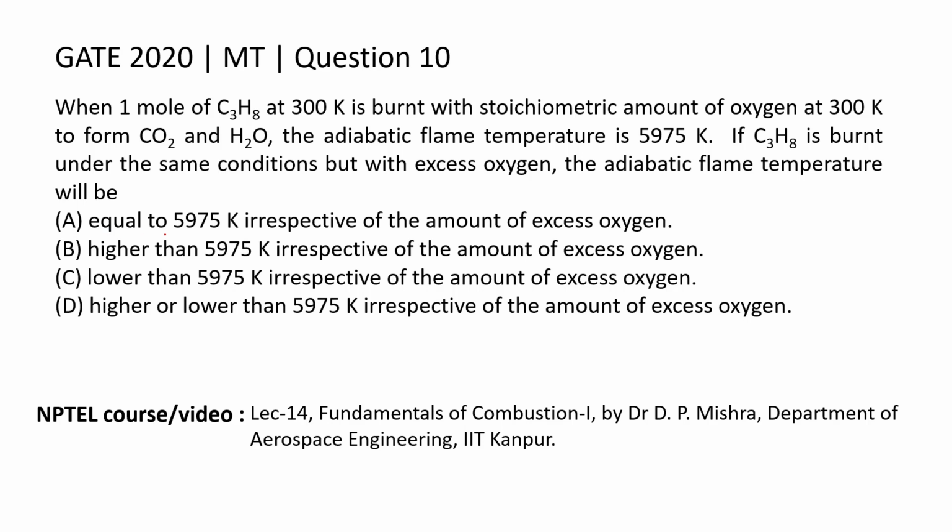Option A equals 5975 Kelvin irrespective of the amount of excess oxygen. Option B higher than 5975 Kelvin irrespective of the amount of excess oxygen. Option C lower than 5975 Kelvin irrespective of the amount of excess oxygen, and option D higher or lower than 5975 Kelvin irrespective of the amount of excess oxygen. So let us try to find the answer.